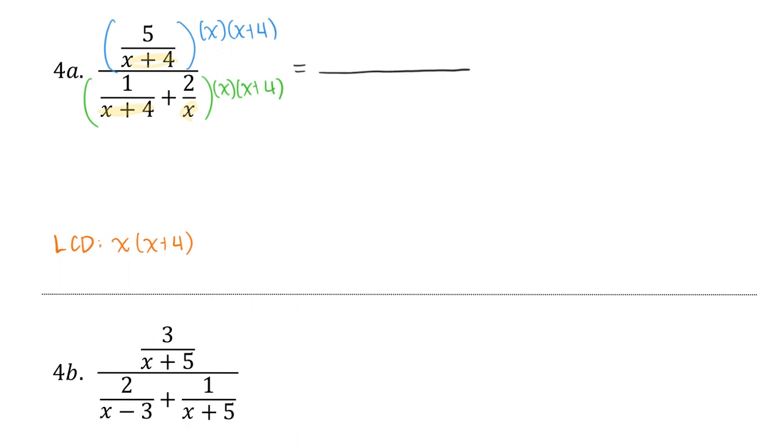Okay, and I can tell that some of the stuff's going to cancel, so I don't want to times it out all the way. On the top, I have the 5x times x plus 4, but it's being divided by x plus 4. So I can already tell that this is going to cancel with this, which is great because now there's a 5x at the top. Now on the bottom, if I do 1 times x plus 4, I'm going to just put it all together. I have 1 times x plus 4 divided by x plus 4.